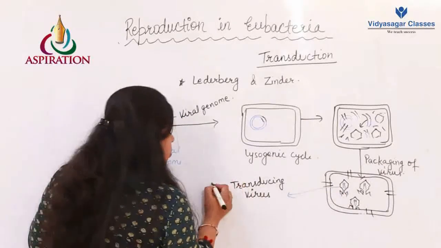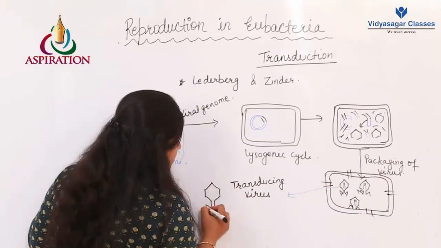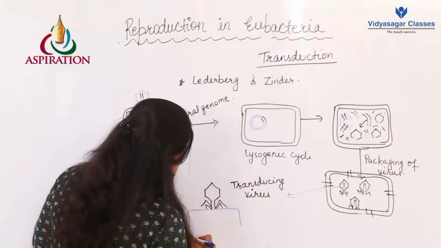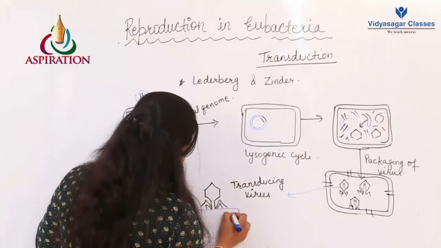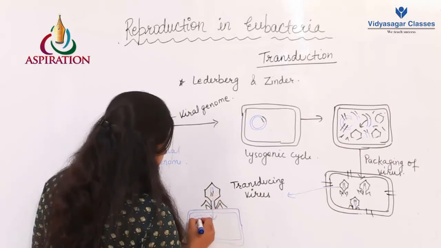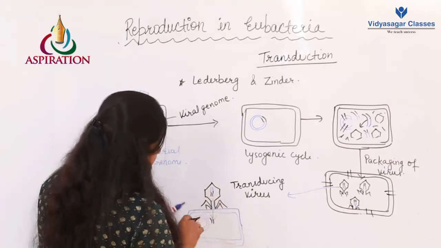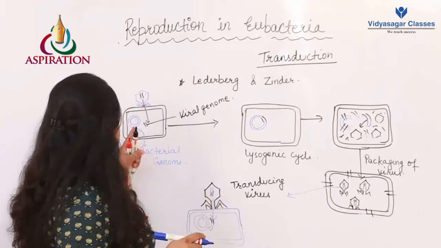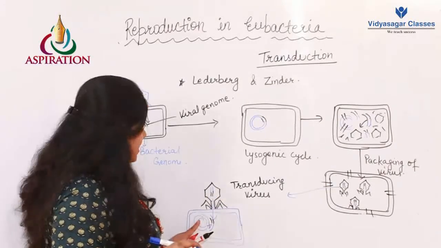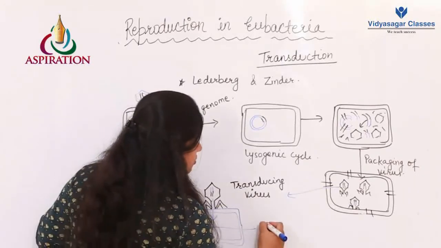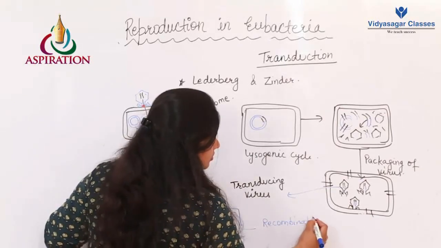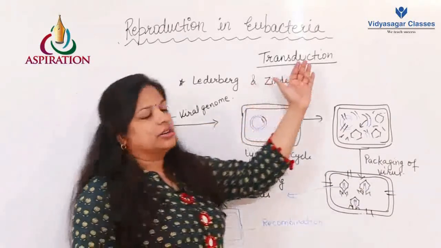Now, when these viruses, which we call bacteriophage, infect fresh bacteria, they also contain a part of the previous bacterial genome which has the allele of the gene present in the bacterium, which brings genetic recombination. So this is about transduction.